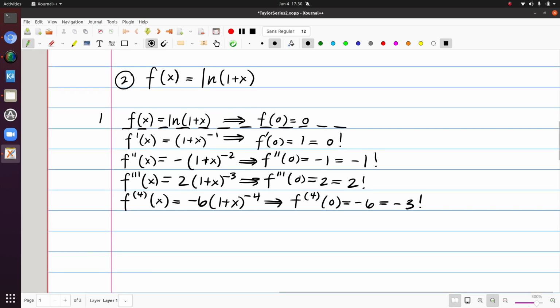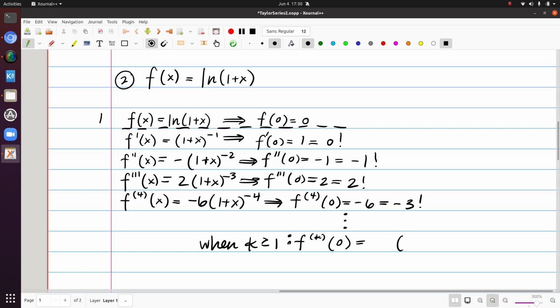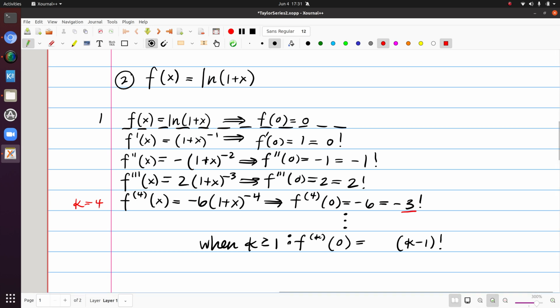so what I'm observing is it appears that when k is greater than or equal to 1, taking out that k equals 0 case, if I were to evaluate the kth derivative at 0, I'm going to get, it looks like, k minus 1 factorial. And to be clear, why am I putting k minus 1 and not k? In each of these cases, I'm trying to figure out what the derivative number is. So here, k was 4. We were taking the fourth derivative. But we didn't get 4 factorial, we got 3 factorial. So that's why I have k minus 1.